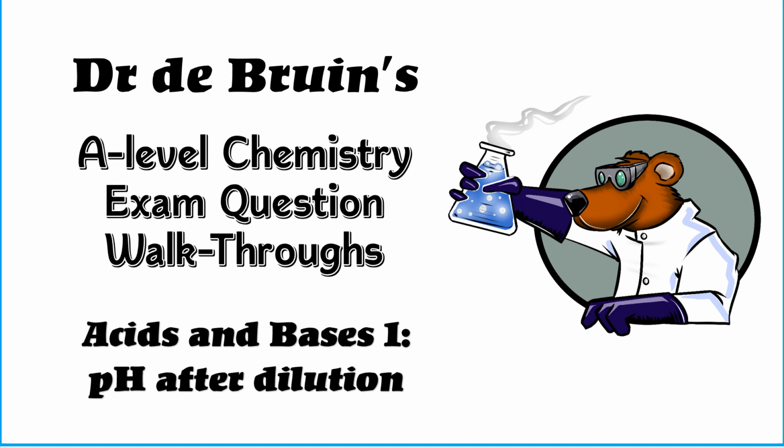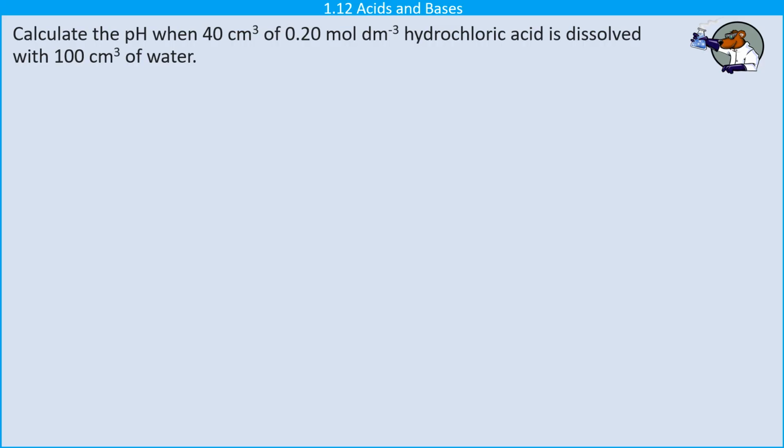Hi, I'm Dr. De Bruin, and this is a quick walkthrough of how to answer an exam question from the acids and bases topic of A-level chemistry. So this question is a dilution question taken from the acids and bases topic, where we're given a particular volume of an acid, we're adding some water to it, and then we're working out what the new pH is.